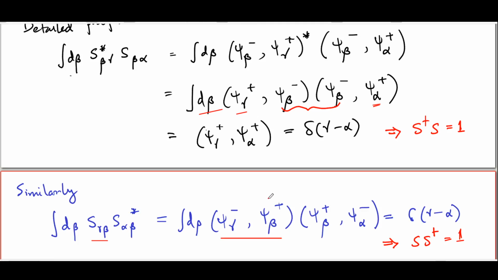And in this case, what we use is the completeness of the in states. That is, when you sum up over all beta, this particular combination is the identity, to show that this is psi gamma minus inner product with psi alpha minus. And then use the orthonormality of the out states to show that this has to be delta of gamma alpha. In other words, S dagger has to be the identity. So we have managed to prove that both S dagger S and S S dagger is the identity matrix here. And that completes the proof that the S matrix is a unitary matrix.